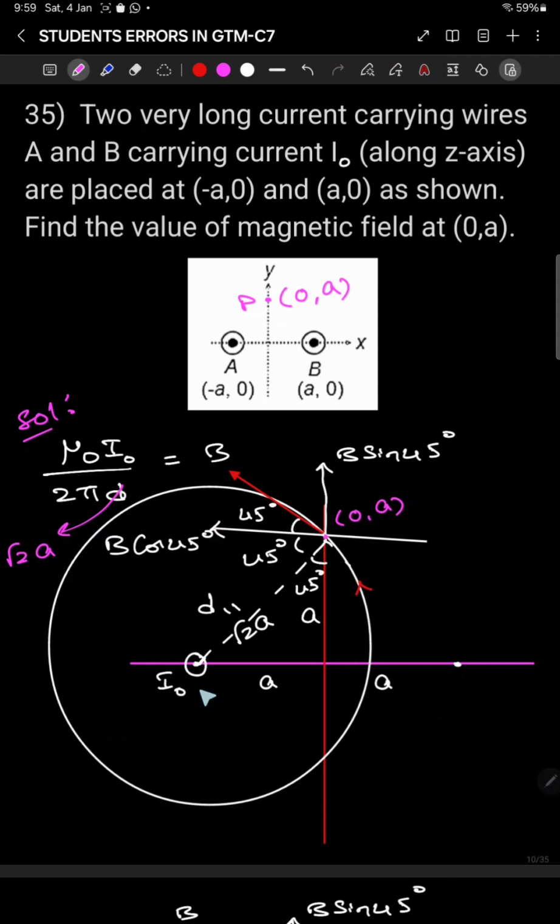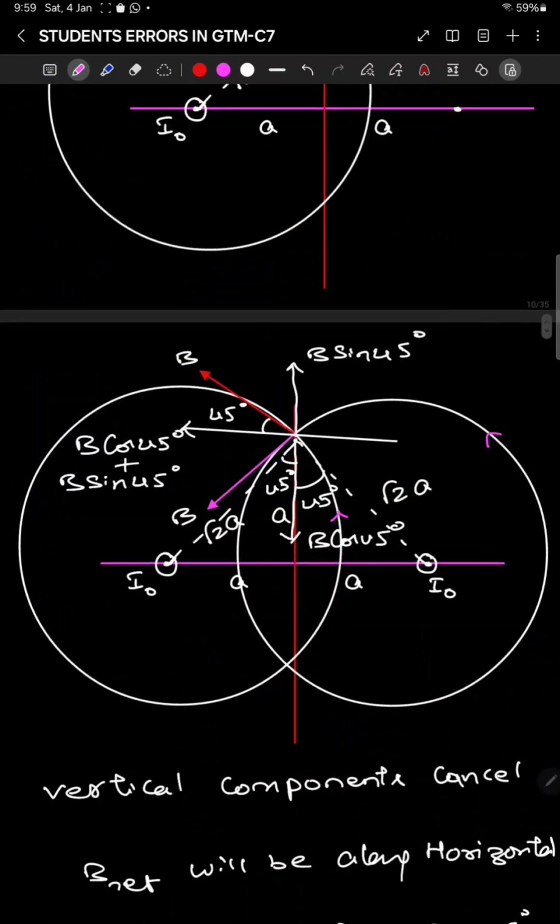Now, due to one current carrying infinite long wire, we found the magnetic field. Similarly, due to the next one, here also the current will be out of the board. According to the right hand thumb rule, if the thumb represents current out of the board, then the 4 curved fingers represent the direction of magnetic field. At this point, if you draw a tangent, it is the direction of magnetic field.